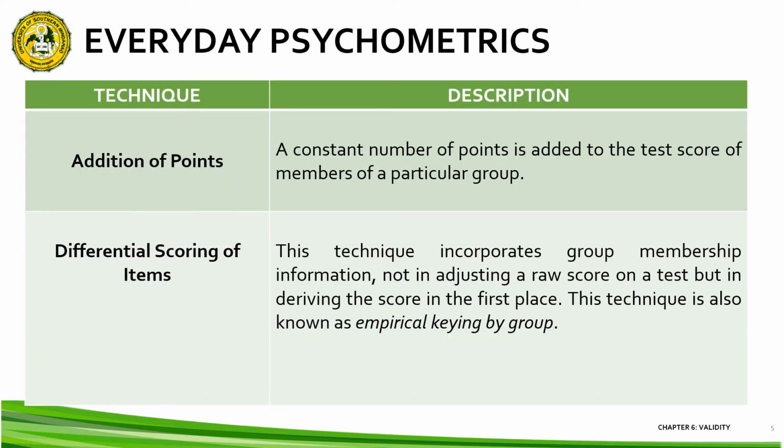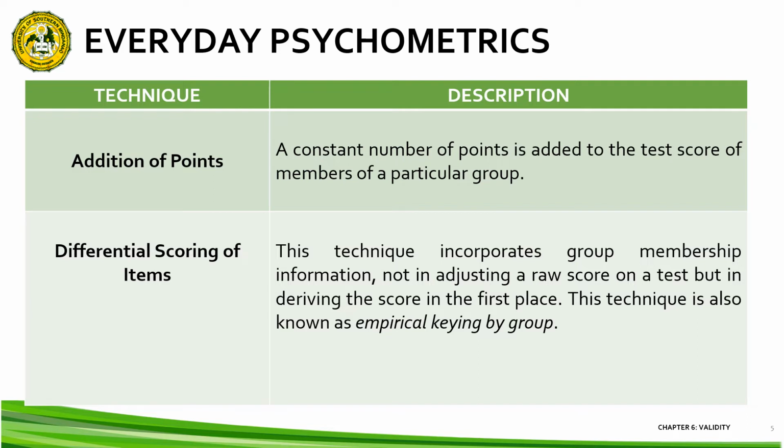The first technique is addition of points. It is simply adding a constant number of points to the test score of members of a particular group. The purpose of the point addition is to reduce or eliminate observed differences between groups. In other words, addition of points is adding points to the members of a particular group, or the minority group.